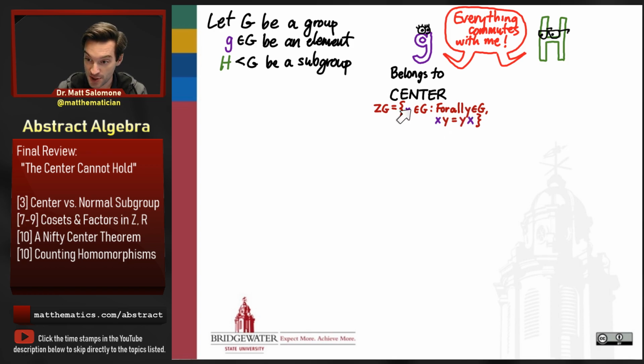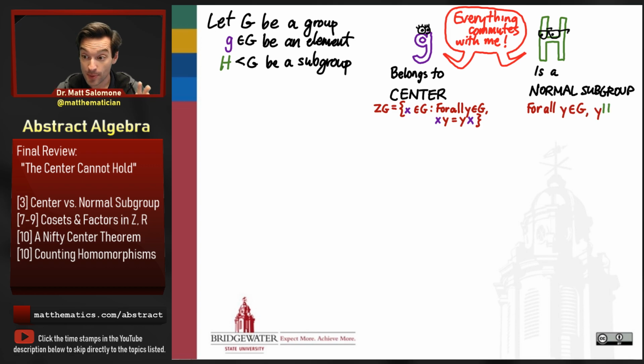So g belongs to the center. g is playing the role of this x, right? gy is equal to yg for all elements y that I take from my group. On the other hand, if I'm a normal subgroup, that means that I'm a subgroup that's capable of saying everything commutes with me. And again, it looks very similar. For all elements g of my group, that element times my subgroup on the left agrees with that element times my subgroup on the right. So these notions look very similar on their face, and they both have to do with commuting. Right? And so for that reason, there's an important relationship between the two of these things.